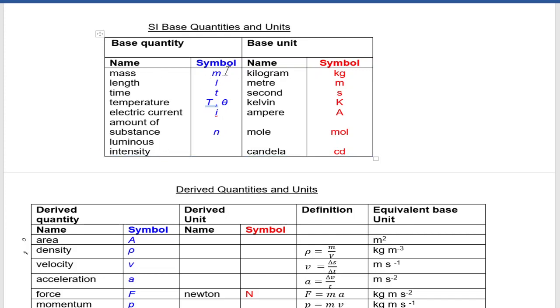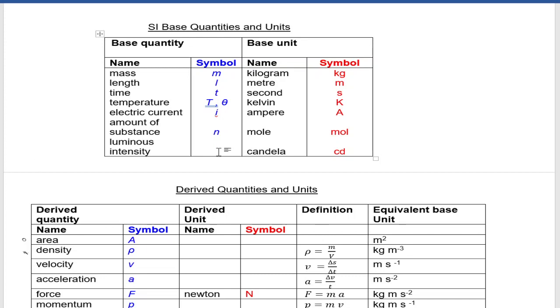We have got the symbols there, M, L, T for time, small t, please. Temperature is capital T. T normally is in kelvins. And then we've got I for current, and then N for amount of substance. And there's nothing for luminous intensity.